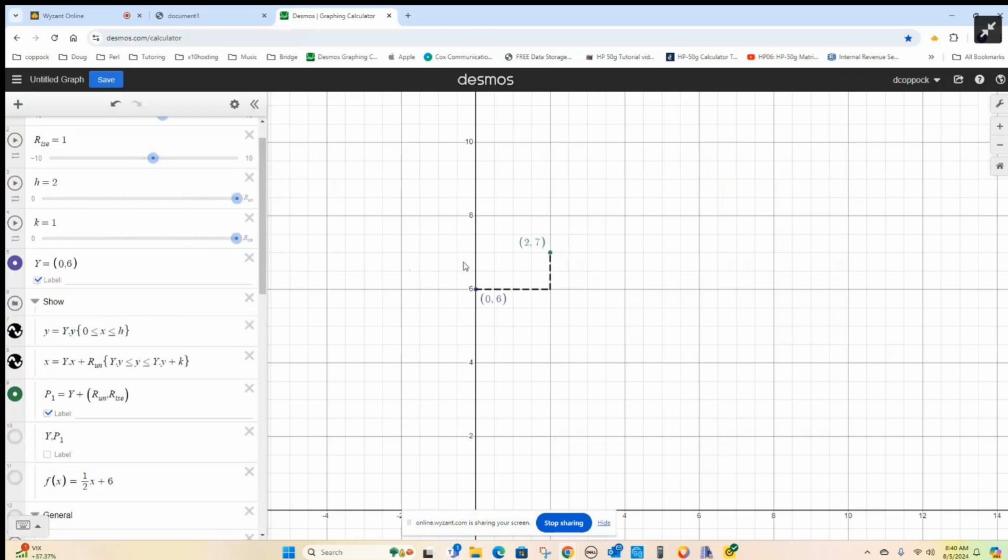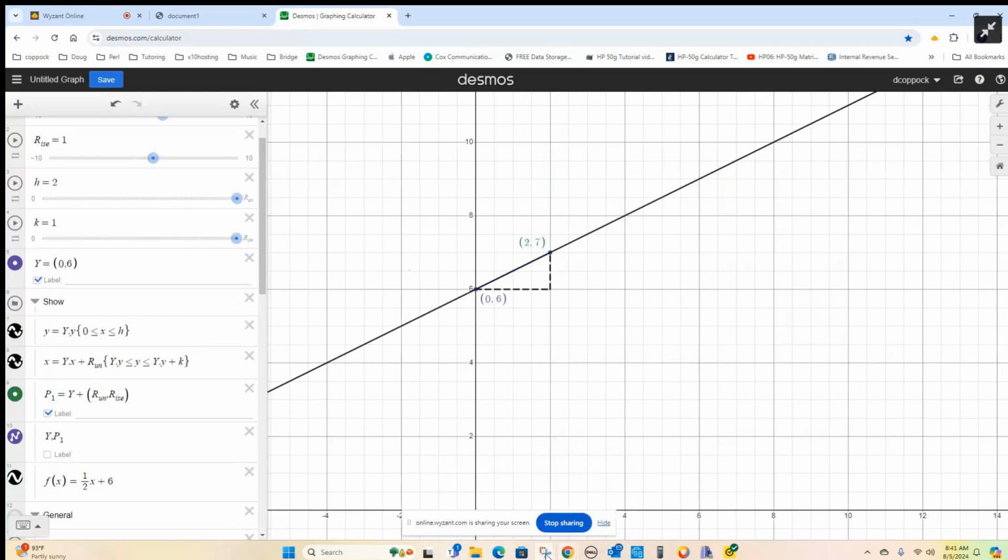And if I actually connect those 2 points that determine a line, I've got a segment that passes through those 2 points, but I want the line that passes through those 2 points. And there they are, right there.